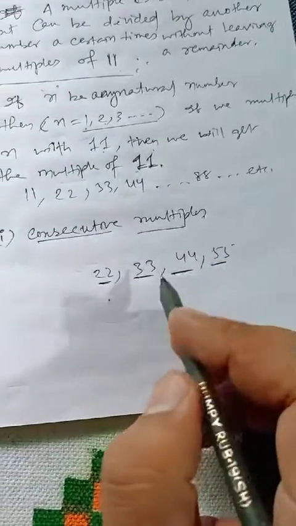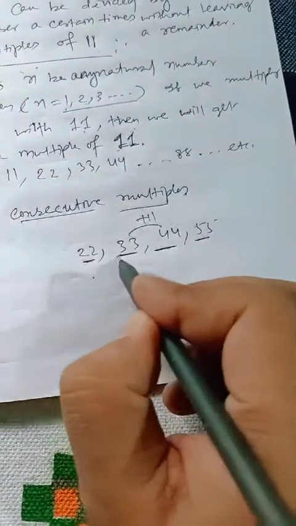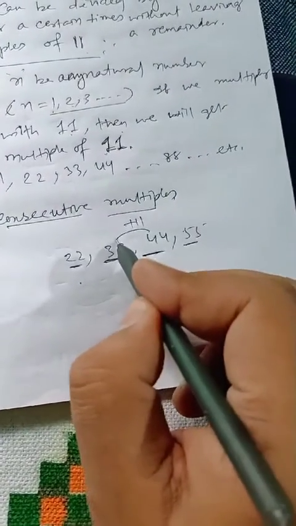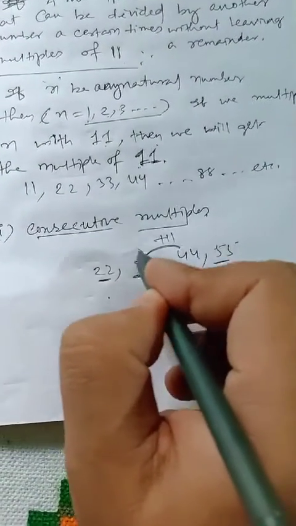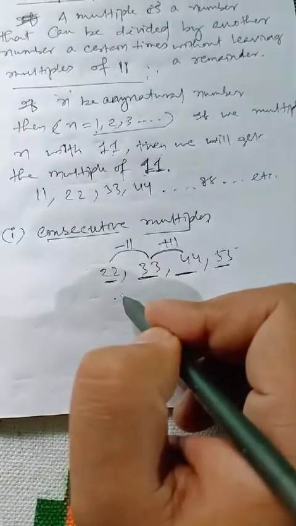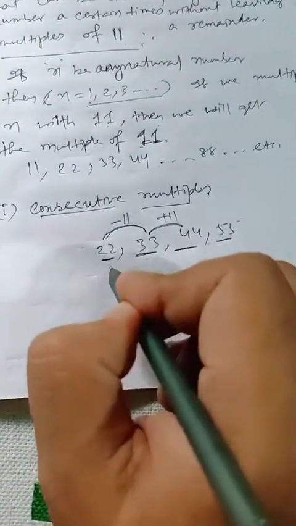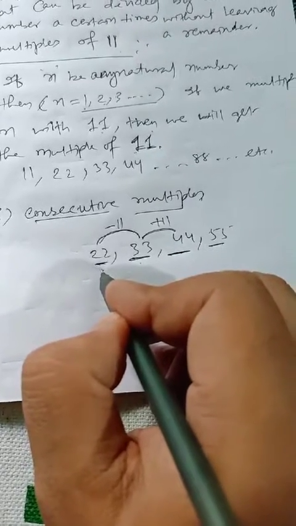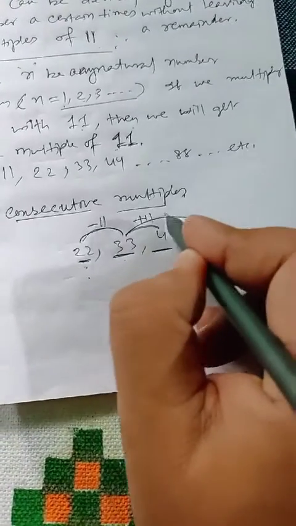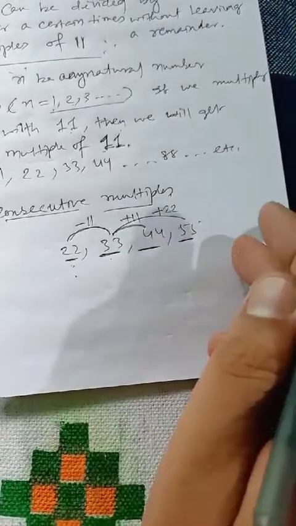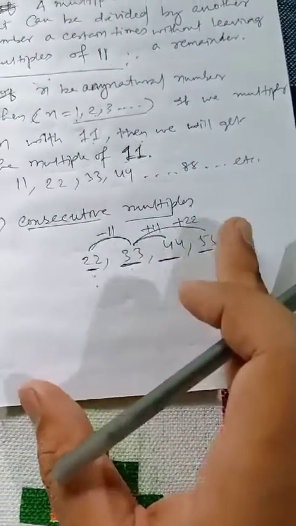So how will we get consecutive numbers? If we add 11 to a multiple of 11, then we will get the next multiple of 11, that is the consecutive multiple of 11. Or if we subtract 11 from a multiple of 11, then also we will get another multiple of 11, that is also a consecutive multiple. Again, if we add 22, then we will get the next multiple after that.